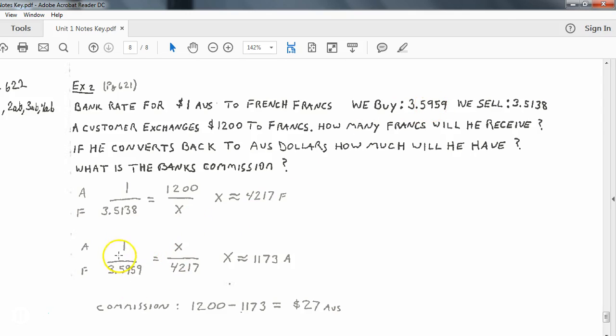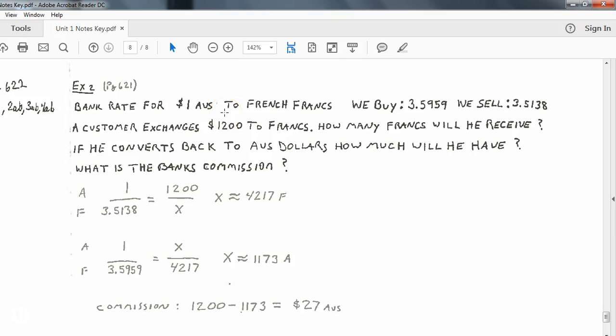So here's the ratio that we're going to set up. And again, if I go the 1 Australian dollar to this amount of francs from the bank's point of view, then again I have Australian dollars to francs with the real money on the other side as well. And so now if you cross multiply, this is how many Australian dollars he would get back. Let me say this one more time because this is really important, and this is usually where people mess up if they have an issue.